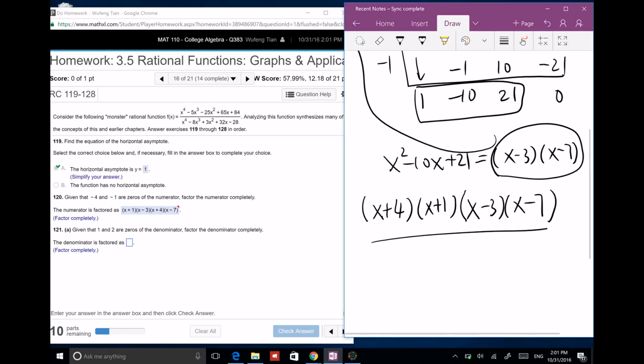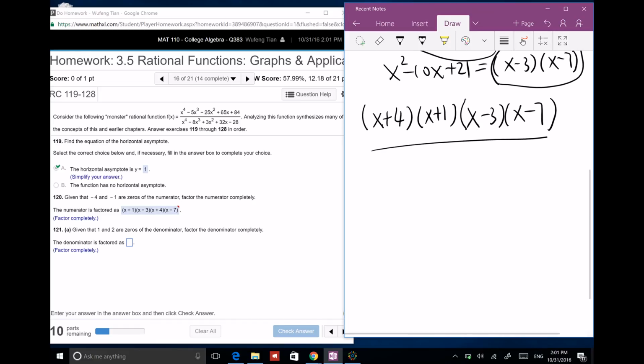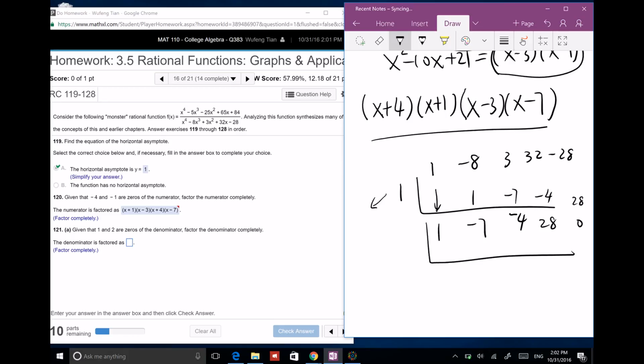And the denominator factor is, okay, you have to factor the denominator. Given 1 and 2 are zeros of the denominator, you have to do the same thing as what I repeated. So what I did: 1, negative 8, 3, 32, negative 28. So 1 and 2. Plug in 1: 1, negative 7, negative 4, negative 4, 28, 28, 0. Okay, so the root is 1. Root is 2. Plug in 2: 1, negative 5, negative 10, negative 14, negative 28, 0. Okay, so these are the remaining factors.